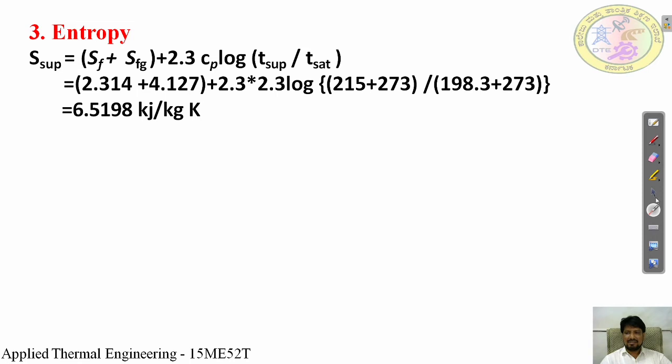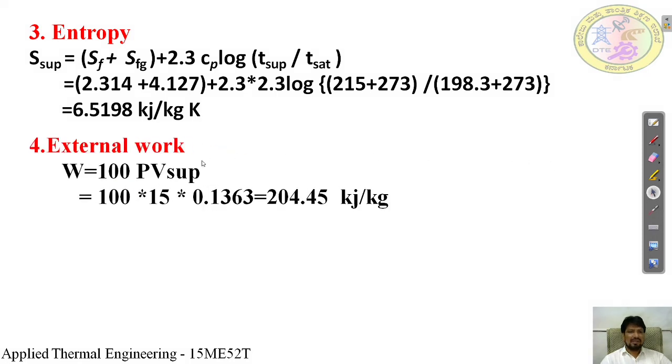Now the next one is the external work done during the superheated steam. We know the formula for calculating external work done is 100 into P into V superheated, that is the specific volume at superheat. Here, 100, pressure is 15, and we already calculated the specific volume at superheat in the previous step, 0.1363. Multiplying these three, you will get 204.45 kilojoules per kg.